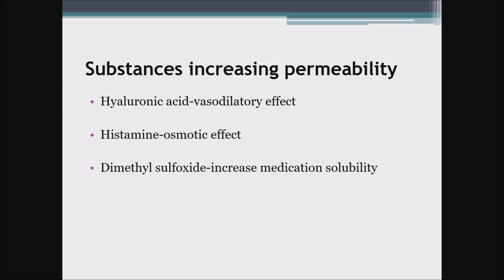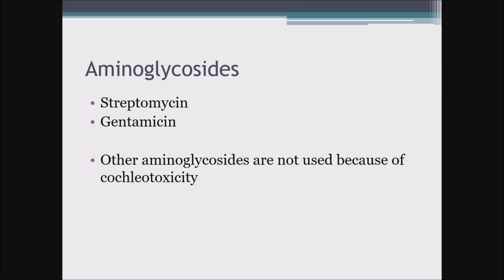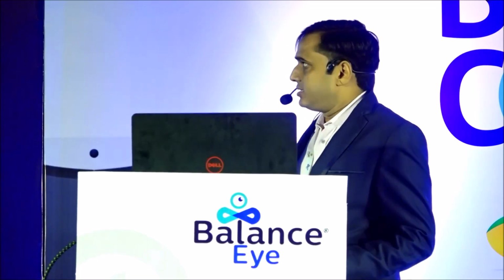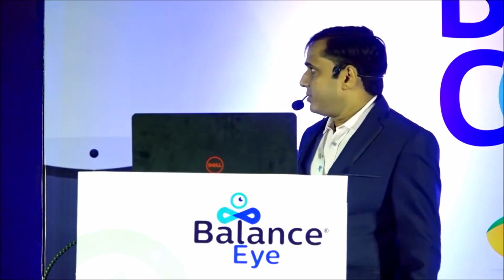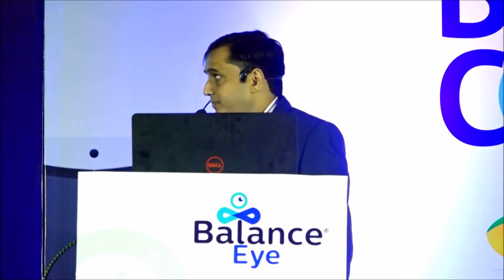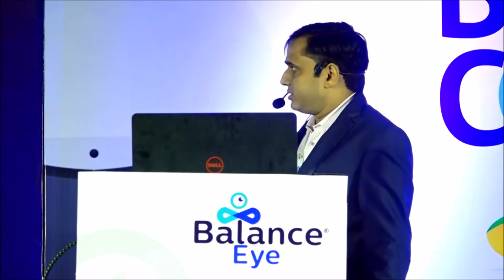The substances which increase the permeability of the round window membrane are hyaluronic acid, histamine, and dimethyl sulfoxide. Drugs commonly used for intratympanic therapy are aminoglycosides and steroids. The aminoglycosides used are streptomycin and gentamicin; other aminoglycosides are not used because of more cochlear toxicity. But none of the aminoglycosides have selective vestibular toxicity.